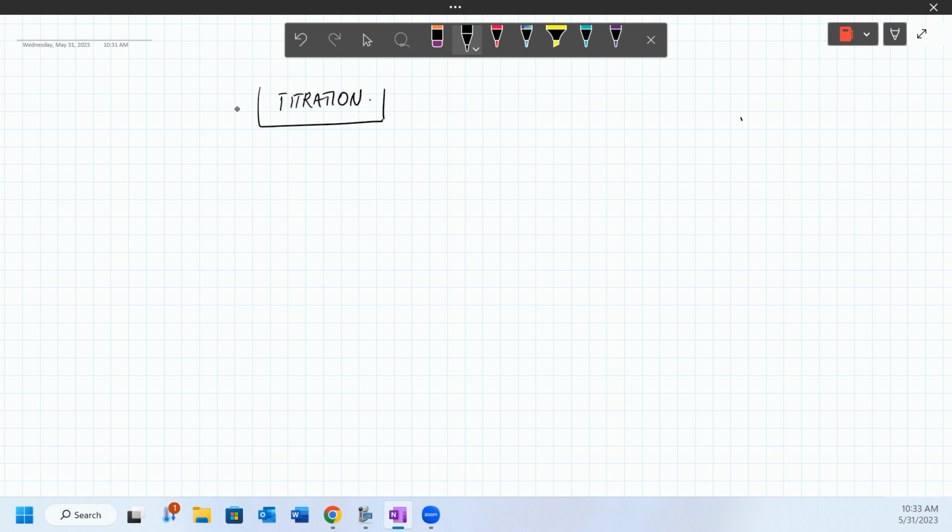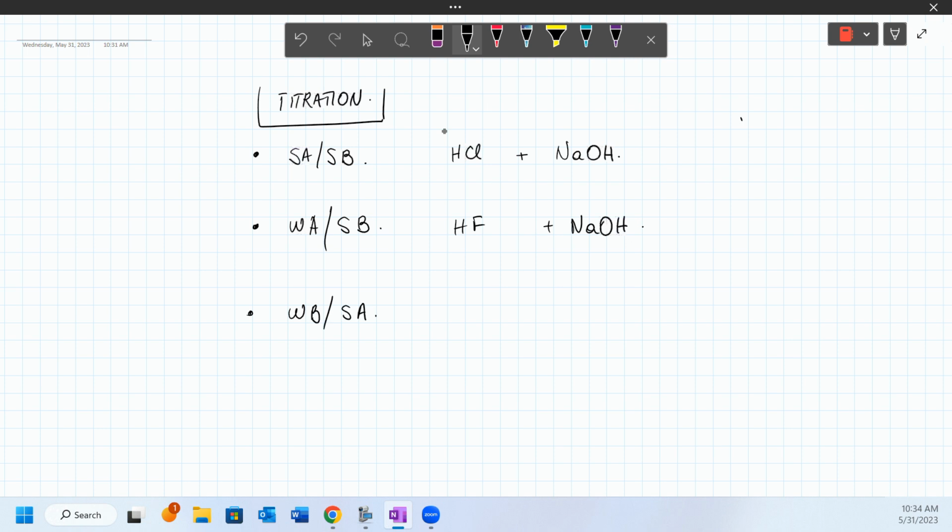Titration happens in three situations. First, strong acid and strong base. You have seen this in Chem 20: sodium hydroxide, strong base, and hydrochloric acid, strong acid. The second situation is when we have a weak acid and a strong base. And the third situation is when we have a weak base and a strong acid, let's say ammonia.